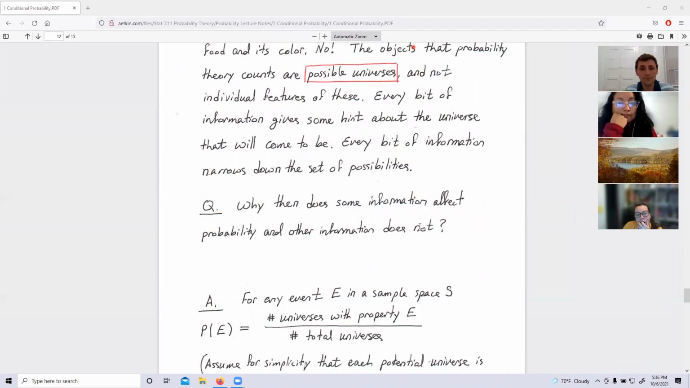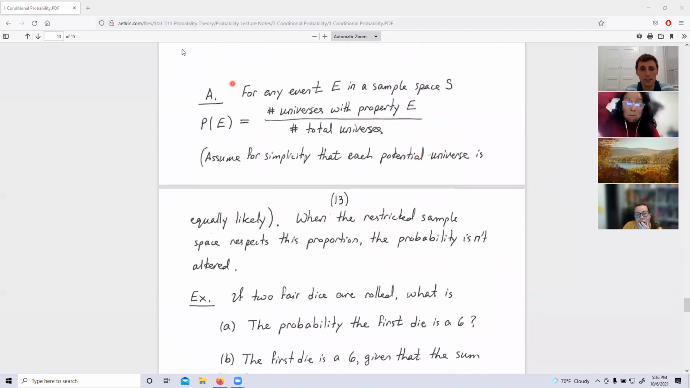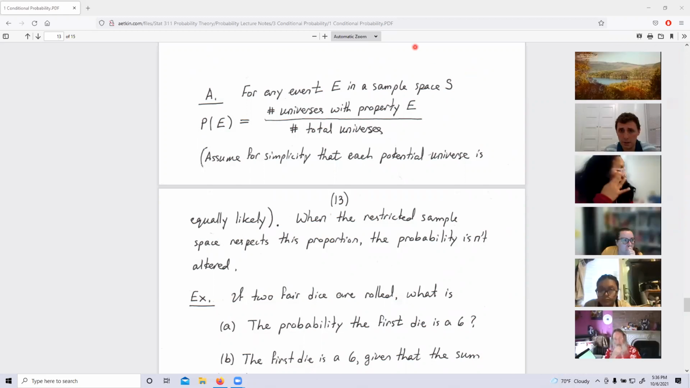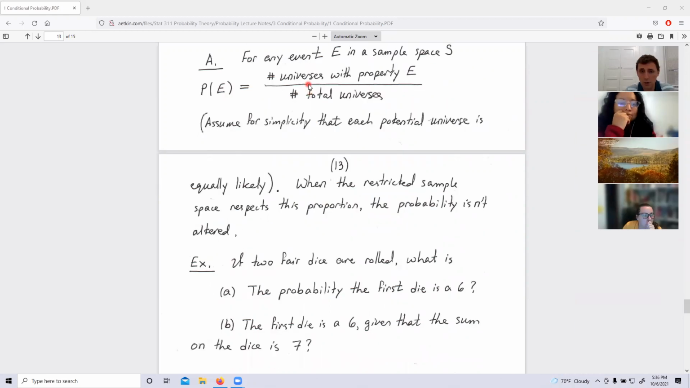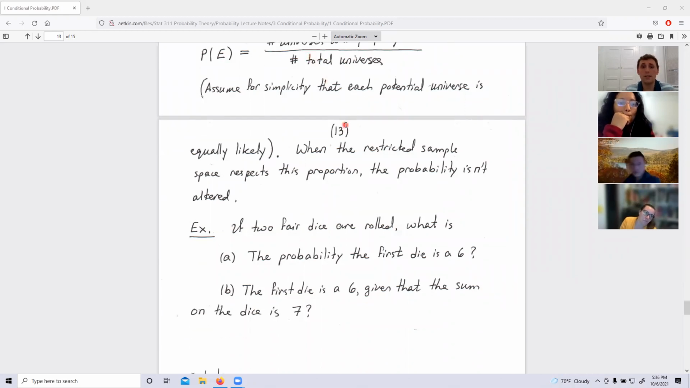So let's take, this is what I mean, right? So probability is number of universes with a desired property, that's the probability E, divided by total number of universes. And because we divide, there are some situations where this ratio is not going to be affected by the extra information. So let's consider those two examples, guys.